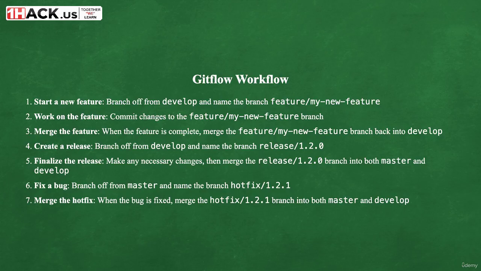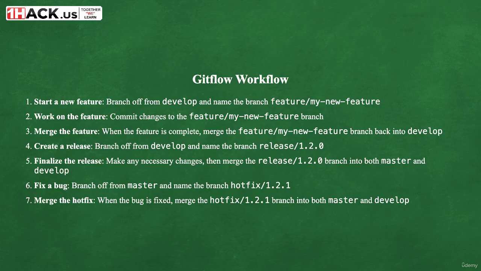When it's time to create a new release, you'll branch off from the develop branch and name the new branch Release 1.2.0. This release branch is where you'll finalize the release. 5. Finalize the release. In the release branch, you can make any necessary changes or fixes. When the release is ready, you'll merge the Release 1.2.0 branch into both the master and develop branches.